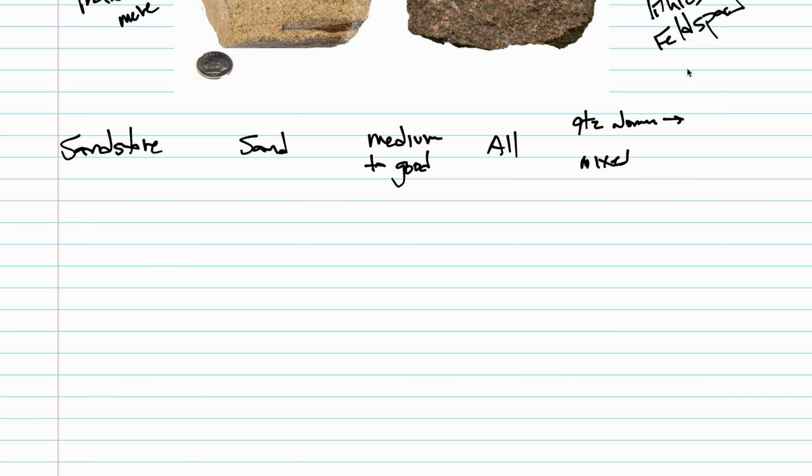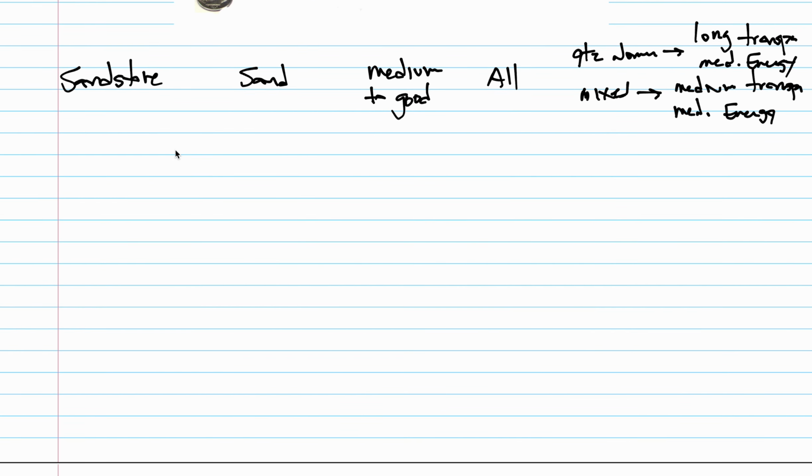All right, for quartz dominated, it is long transport, medium energy. And for a mixed, if there's lithics and feldspar still present, then it is medium transport and medium energy. Medium energy means a flowing river or a beach with medium-sized waves. You know where sand forms. All right, under sand, our next rock is a siltstone. And then we have mudstones and shales to finish off.